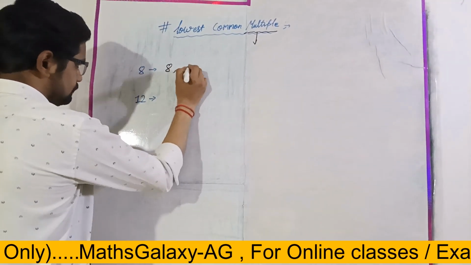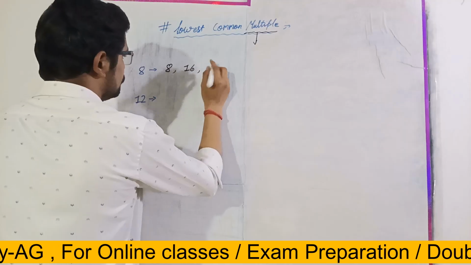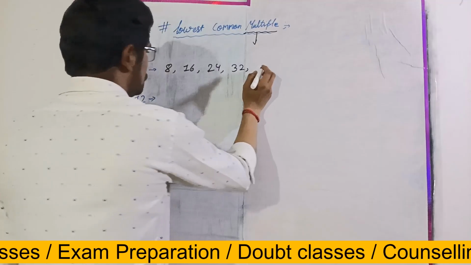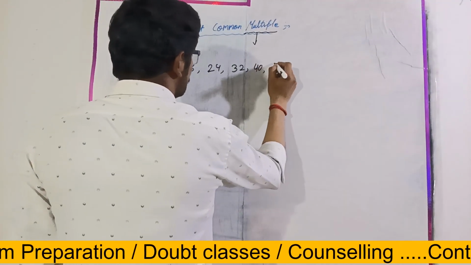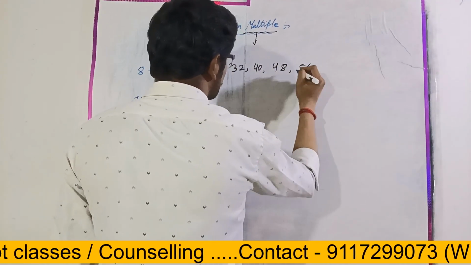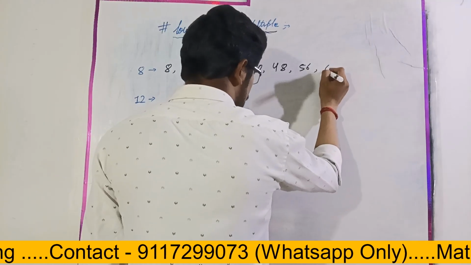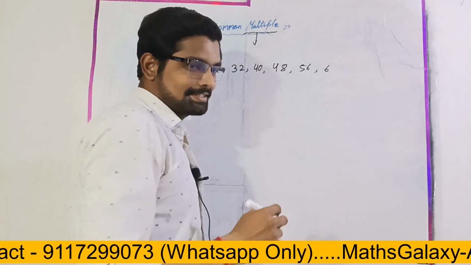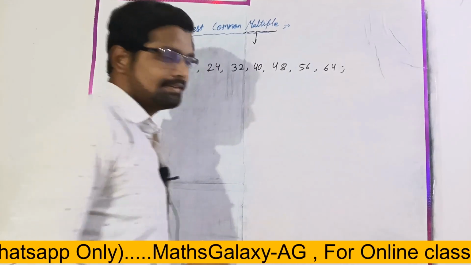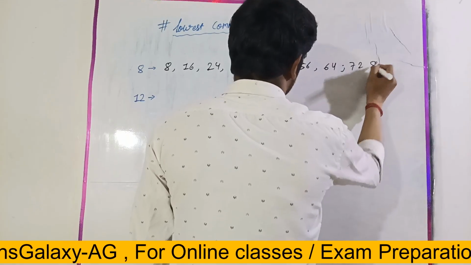It will be 8, 16, 24, 32, 40, 48, 56, 64, 8 eights are 64, okay. Next one 72 and 80, very good.